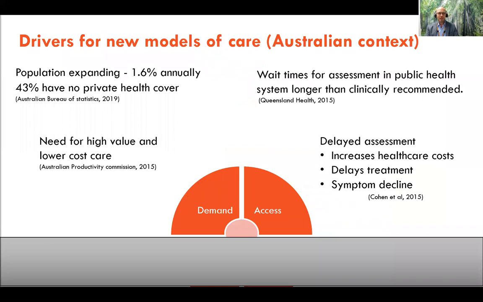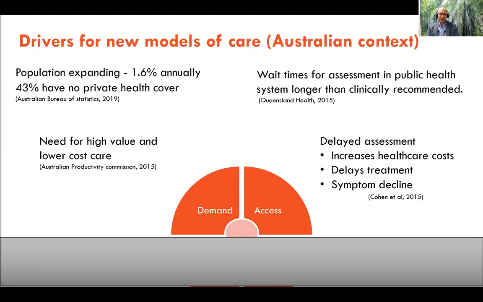There are many drivers for changing the way we deliver care. According to the Australian Productivity Commission, simply expanding the current workforce is not enough. We need to adopt new ways of working to make care more efficient and coordinated, shifting from volume-based care to value-based care with a focus on improved patient outcomes and lower healthcare costs.